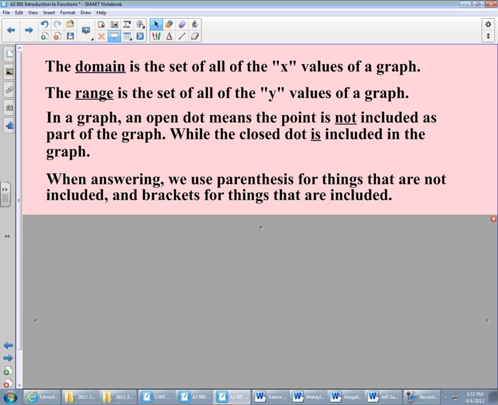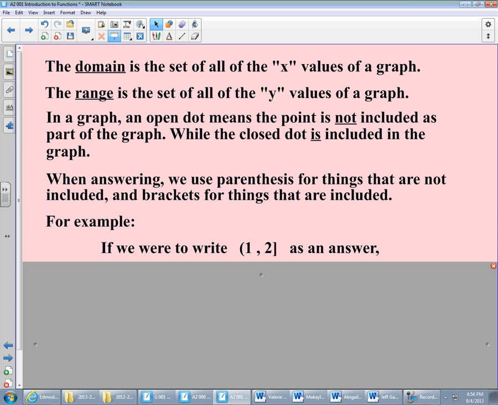So something like an open dot in a graph would be a boundary, but it is a boundary that is not actually included as part of the graph. So when we're notating it, we would notate it with a little normal parenthesis. But something like a closed dot is also a boundary in a graph, but it's considered to be part of the graph. So when we notate that, we would use square brackets for a closed dot. I'll give you some examples here in a moment.